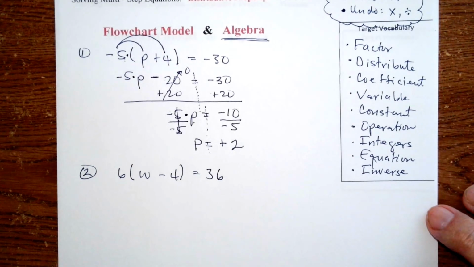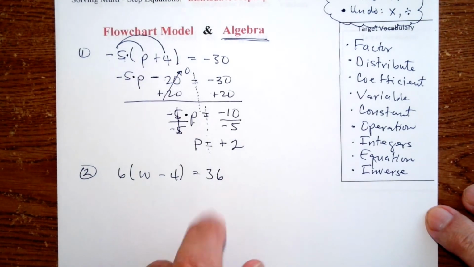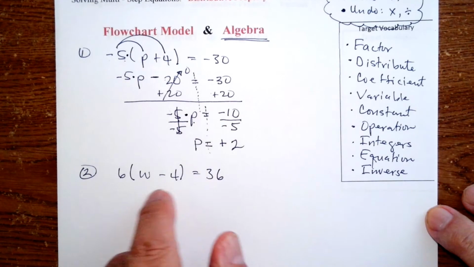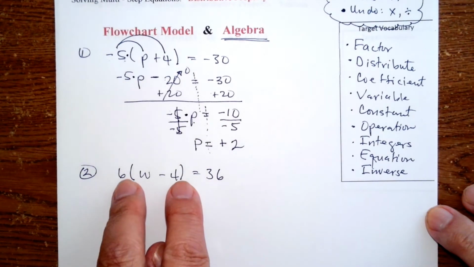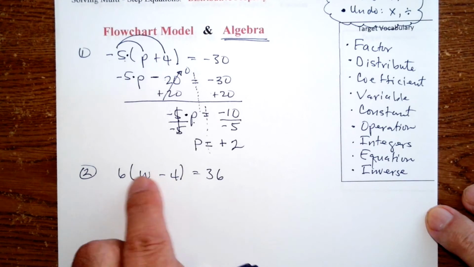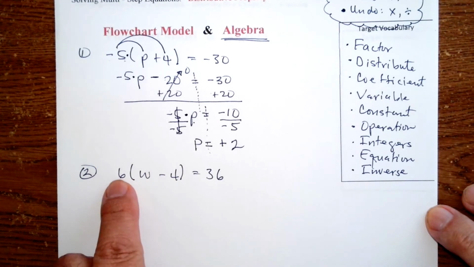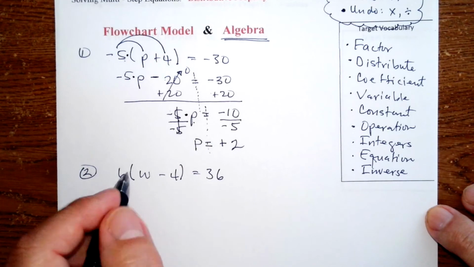Now, question for all of you. What do you see in equation number 2? I agree with you. It's an equation. But what's the left-hand side? We have parentheses and we have w minus 4 inside. Everything inside the parentheses is going to what? You're right. I'm going to multiply.